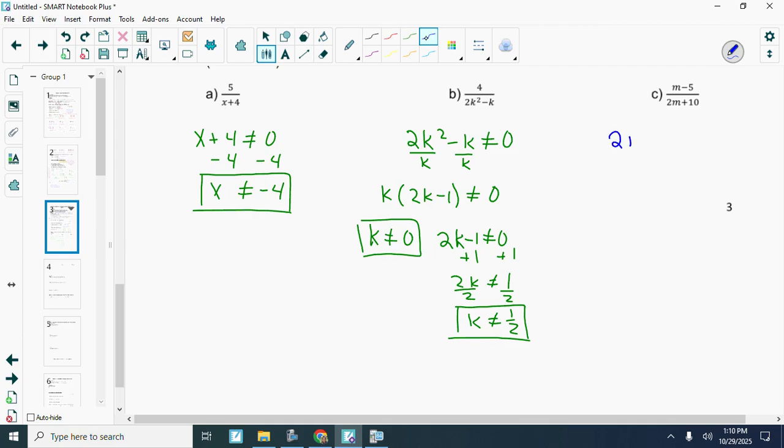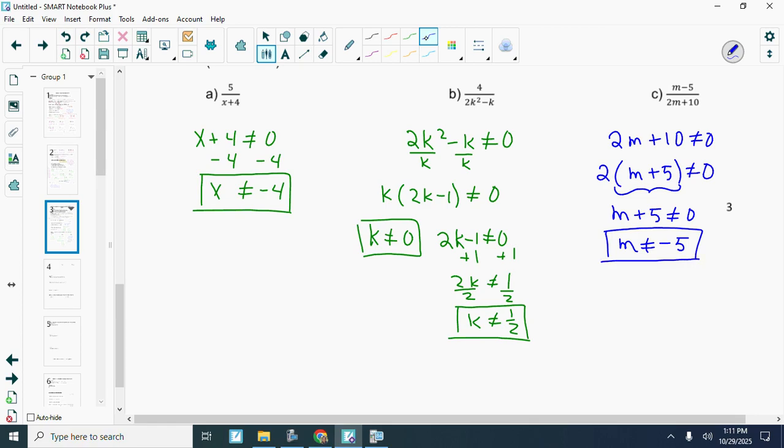Final one, we have 2m plus 10 cannot equal 0. I'm just going to factor that, take a 2 out. Okay, guys, do we need to do anything with the factor of 2? Because before, if we had a variable, we set the variable cannot equal to 0. But does it make sense to say 2 cannot equal 0? No. The 2 you don't have to do anything with. You're only interested in the factors that have variables in them. So in this case, this only has 1 restriction, and it's this factor right here. So m cannot equal -5.